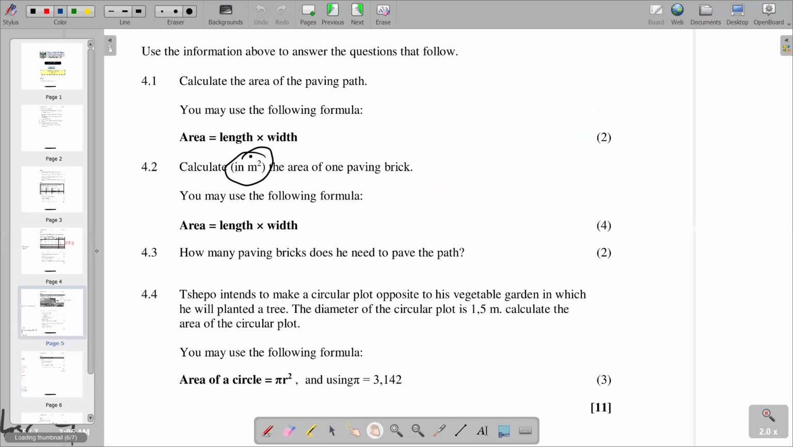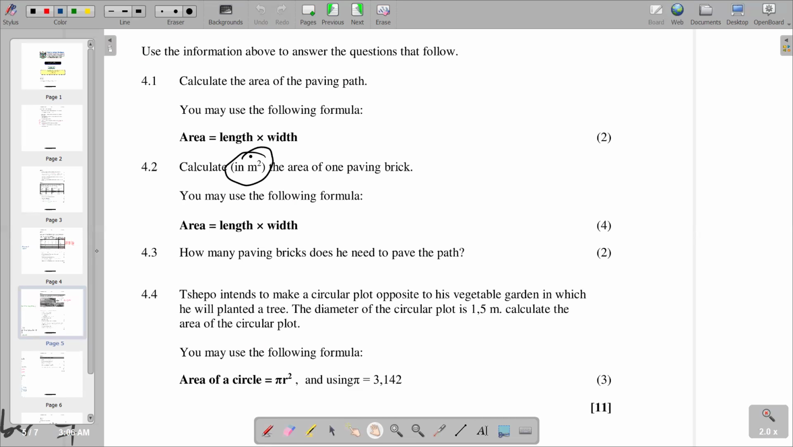So we move on to the next question, which is the last question. Shepo intends to make a circular plot opposite to his vegetable garden, in which he will plant a tree. The diameter of the circular plot is 1.5 meters. Calculate the area of the circular plot. You may use the formula area is equal to pi r squared. So this is what we have.